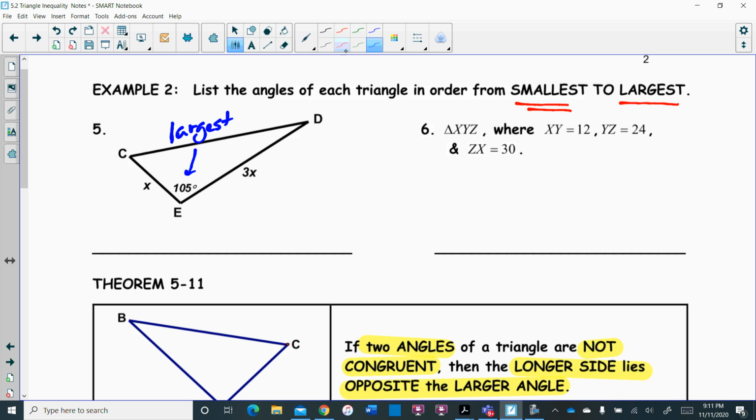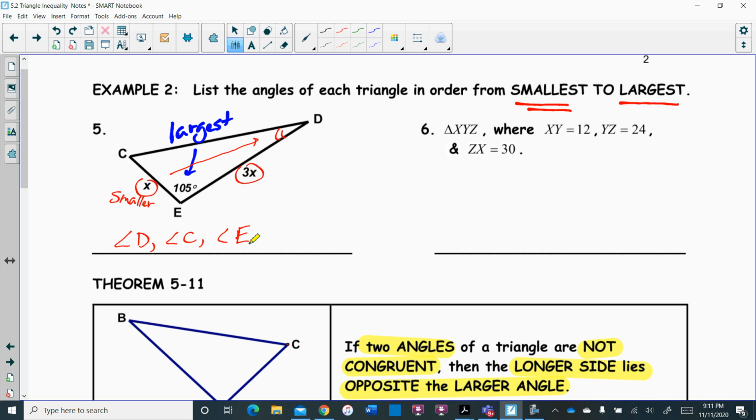So now what I'm doing is I'm going to compare x to 3x. Well, x is obviously smaller than 3x, right? So then I can see that my smallest angle is going to be D. So it starts off with angle D, then the next smallest angle would be angle C, because that would be opposite the 3x, and because we know the largest is angle E. So what we're just doing here is labeling our parts and then comparing them and ordering them.